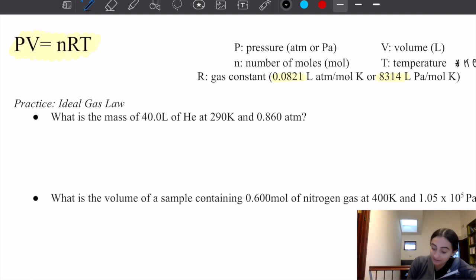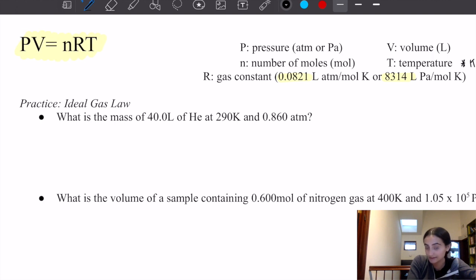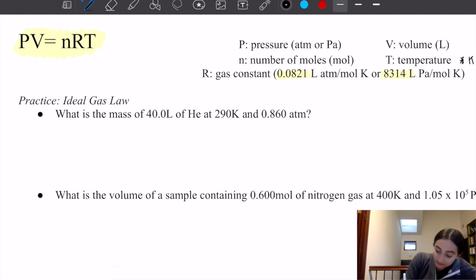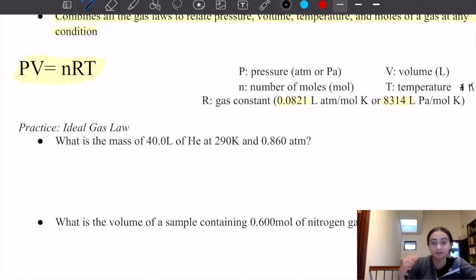So we want to find the mass of 40 liters of helium at 290 Kelvin and 0.860 atmospheres. So to get eventually to mass, I first want to get to moles because then I can multiply by molar mass.